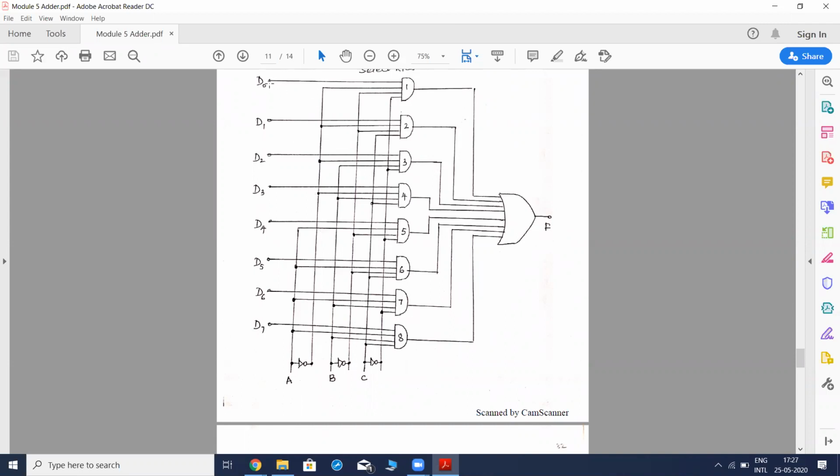One of the inputs must be the data line that we are giving: D0, D1, D2, D3 like this. We need 4-input AND gates over here because there are 3 select lines. One of the select lines has to come from A, B as well as C, and one data line will be available. How I explained it for 4:1 mux, we have extended it to 8:1 mux. In the same manner, we need to make the connections.